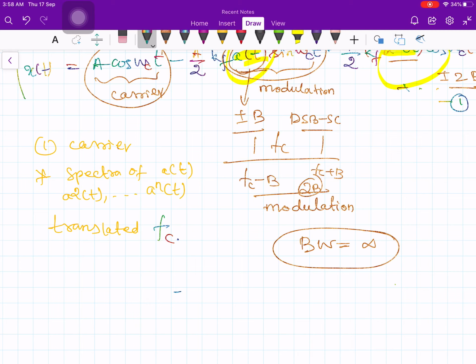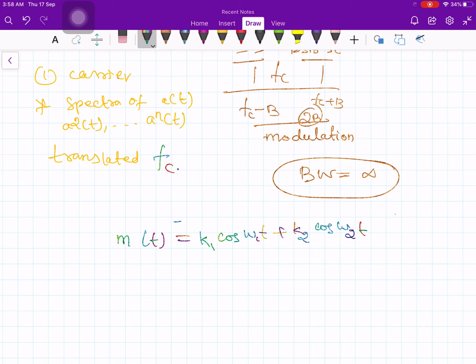Okay, now let us take a simple example. Instead of taking an arbitrary signal, let me consider a summation of two sinusoidal functions, let's say k1 times cos of omega 1 t plus k2 times cos of omega 2 t, in the expression instead of m of t. Now if it was an AM signal or linear modulation, you will get components after modulation at omega plus or minus omega 1 and omega plus or minus omega 2.